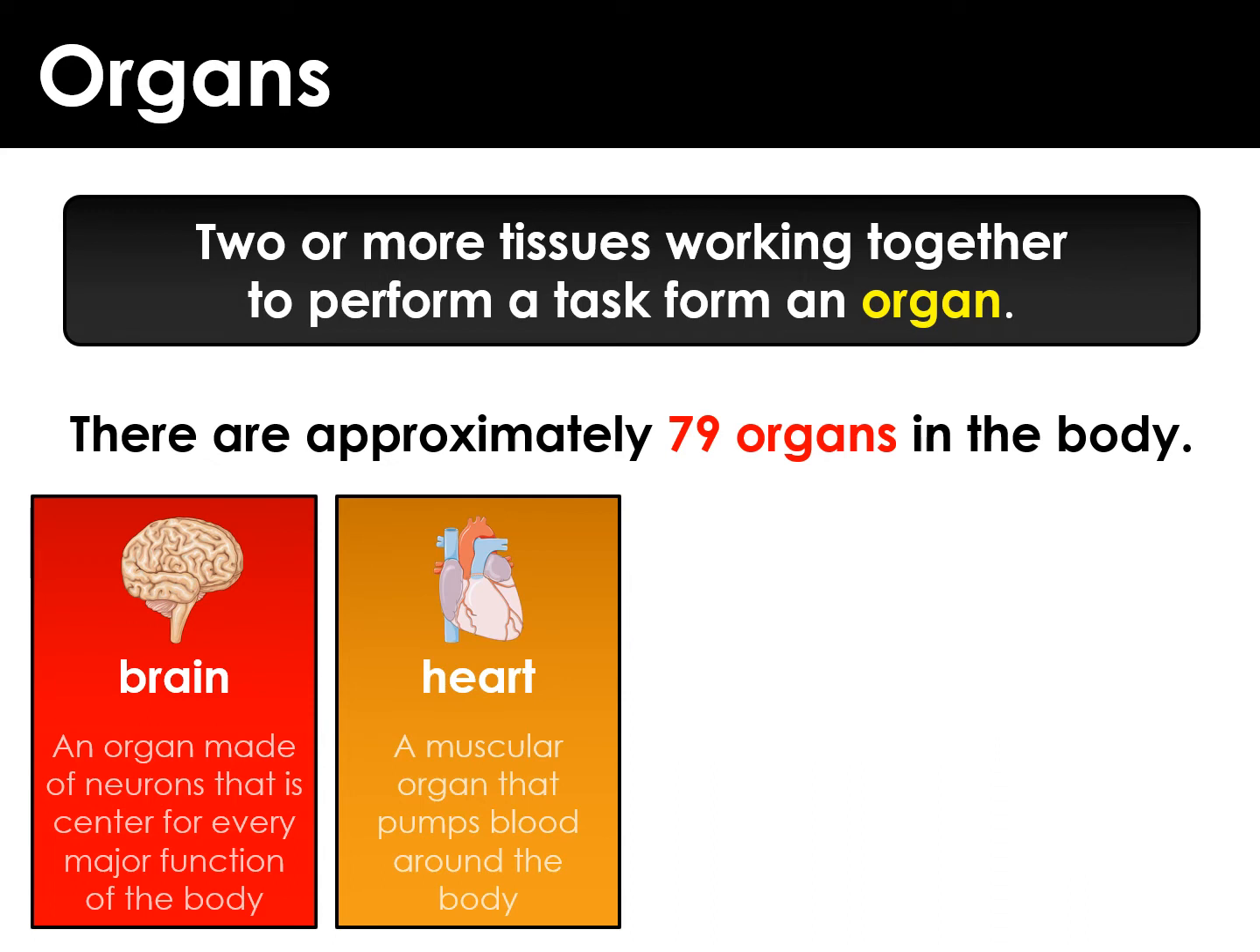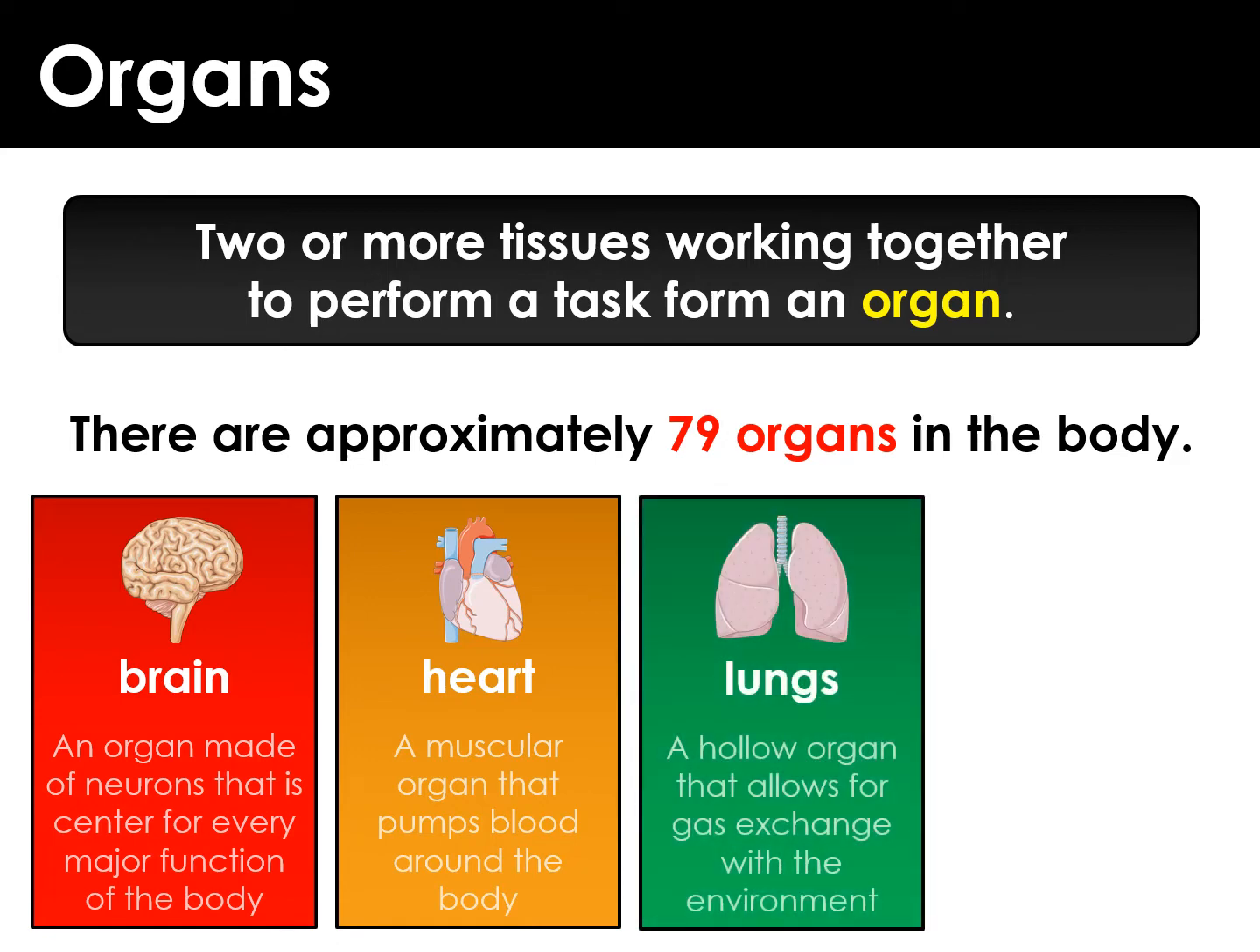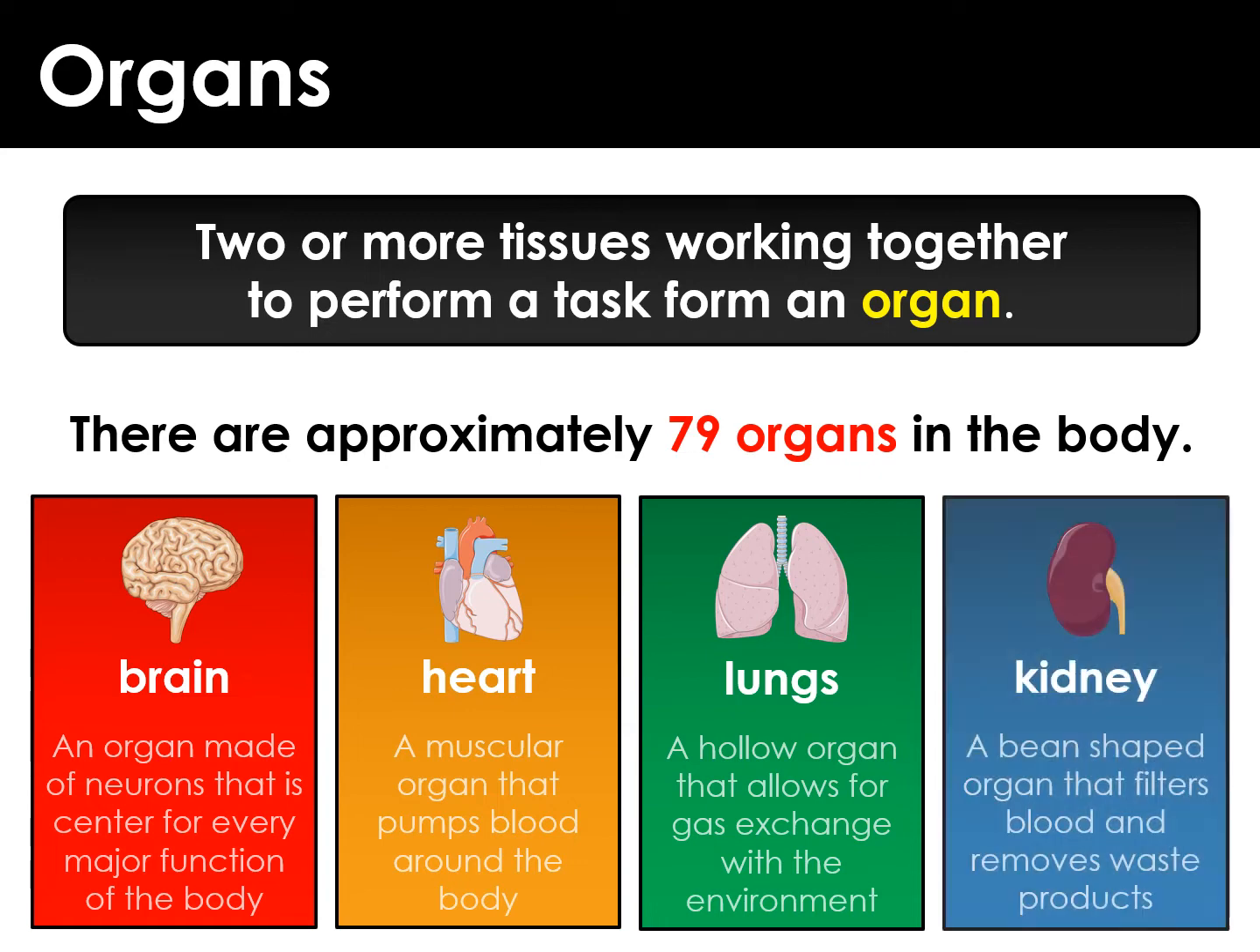We have the heart, which is a hollow muscular organ that is capable of pumping blood around the body. Our lungs are another hollow organ that functions to exchange gas between the human body and the environment. And another example of an organ is the kidney. The kidney is a bean-shaped organ that helps to filter our blood and remove harmful waste products from it.